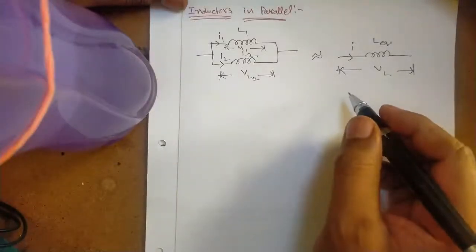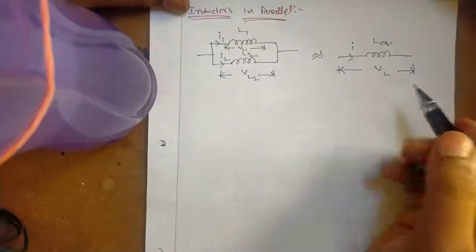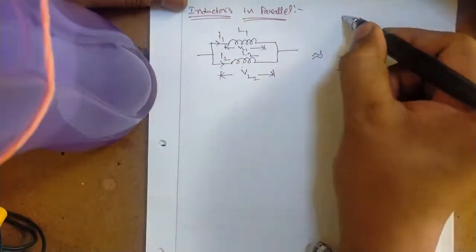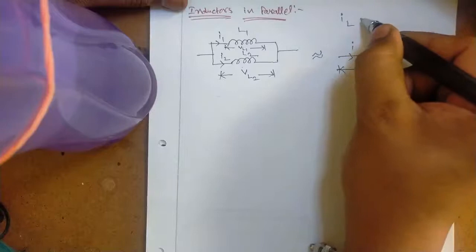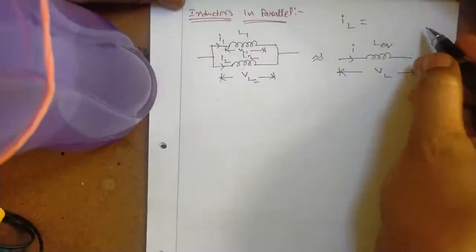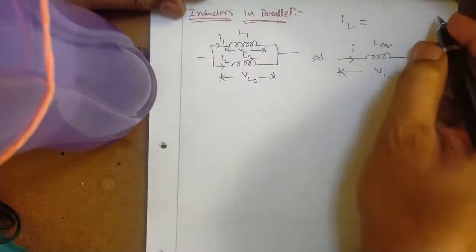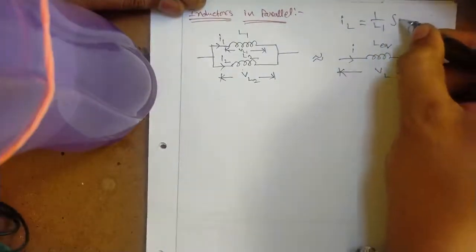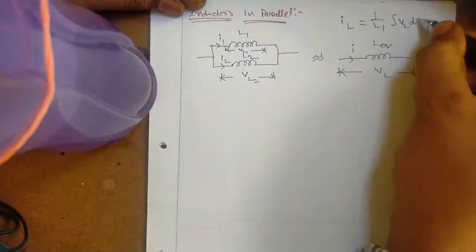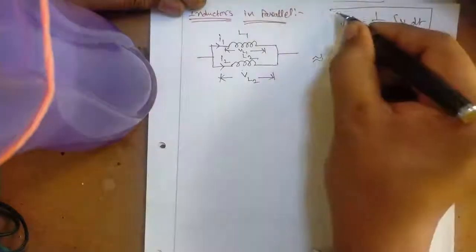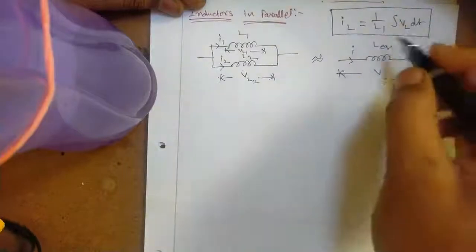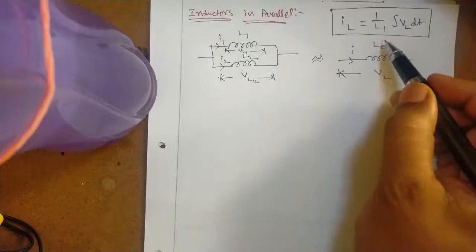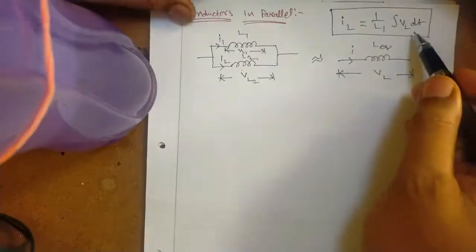We know that the expression for the current passing through the inductor, IL, is equal to 1 by L integral VL dt. This is the expression of current passing through the inductor. IL is equal to 1 by L integral VL dt.